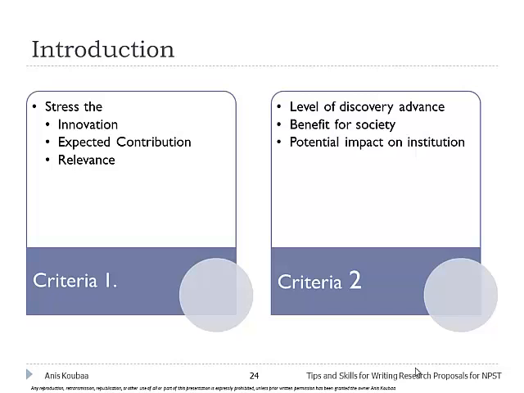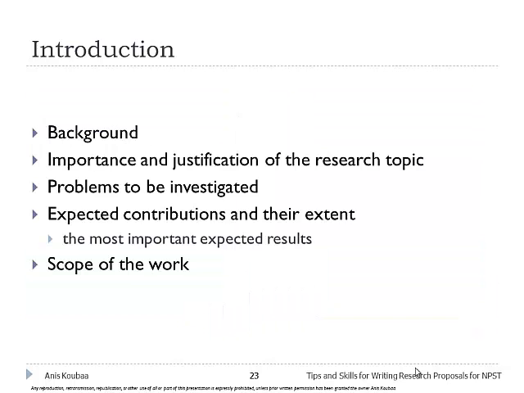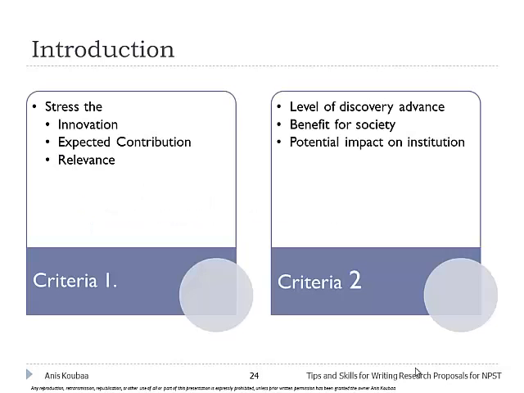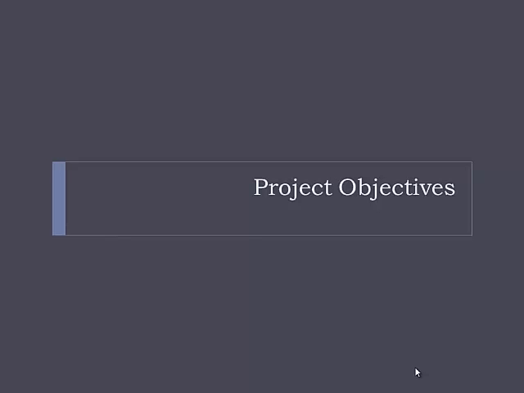And also clarify the relevance. You can say that our project falls into this track in the strategic priorities. The second criteria: you demonstrate the level of discovery advanced, the benefit to society, how society is going to benefit from the result, and this is actually in the scope of the work at the end, and potential impact on the institution. All this you can say briefly and literally because it will be explicitly said afterwards in the objectives.